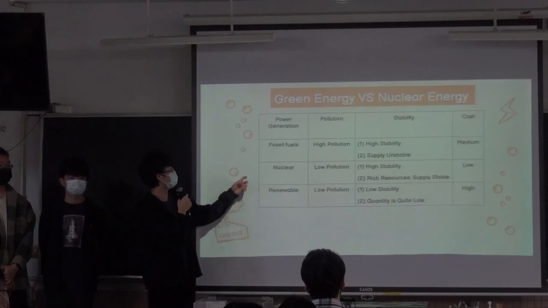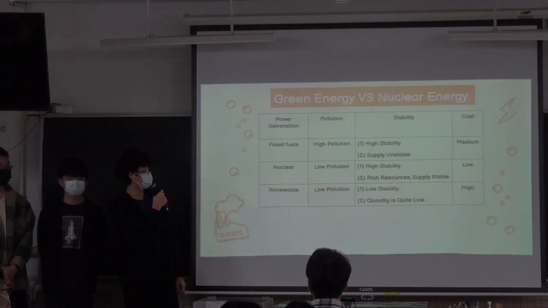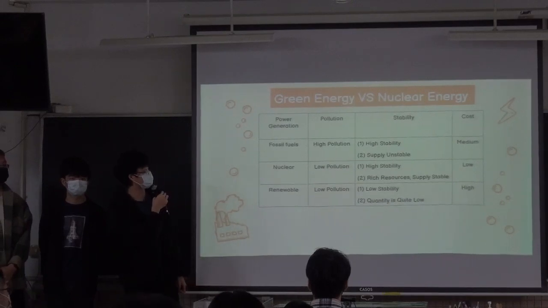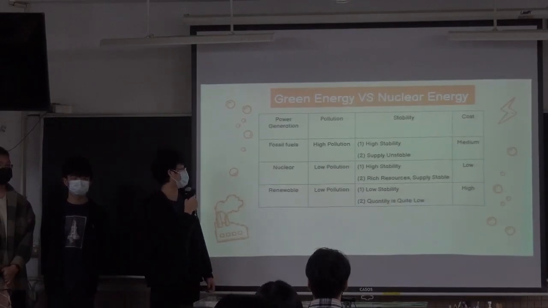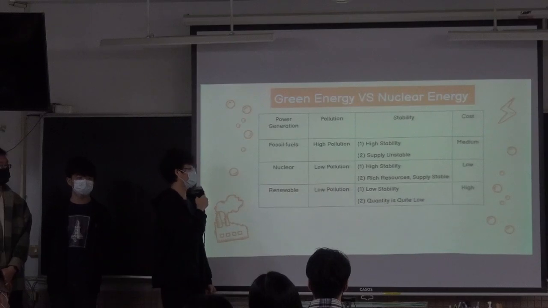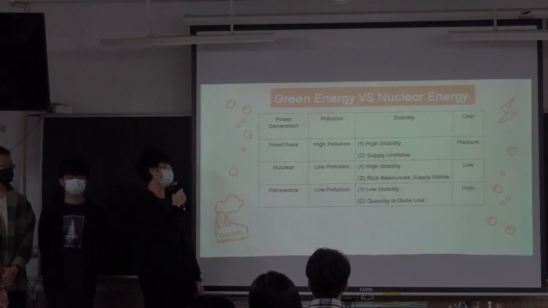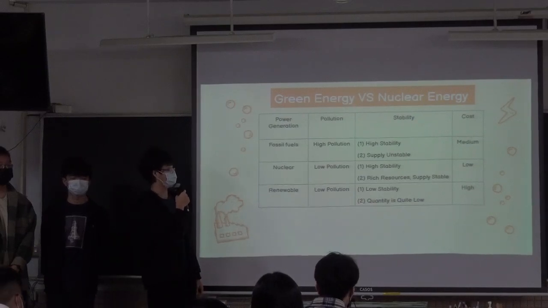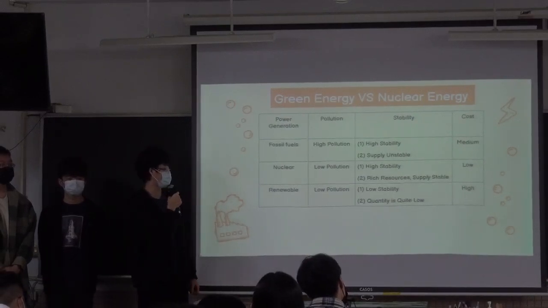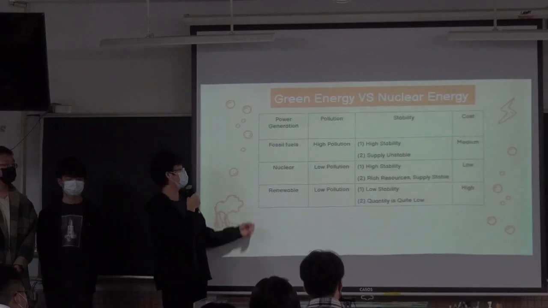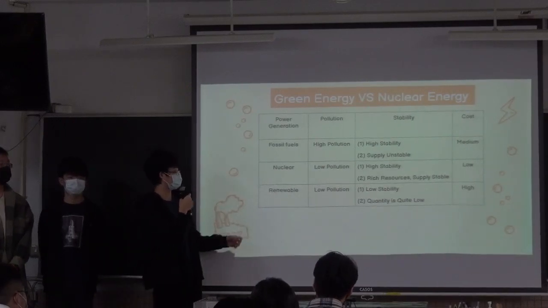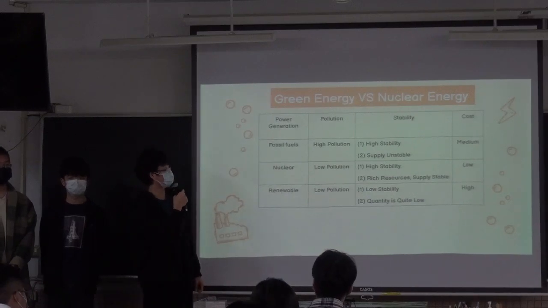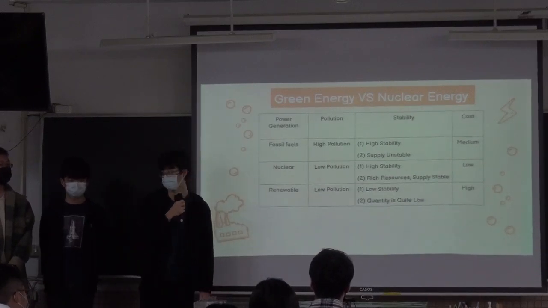First, fossil fuels. It has high pollution, but it also has high stability, and the cost is medium. And the second is nuclear. Nuclear has low pollution, but high stability, and the cost is quite low. And the renewable green energy is low pollution, but low stability, and the cost is quite high.